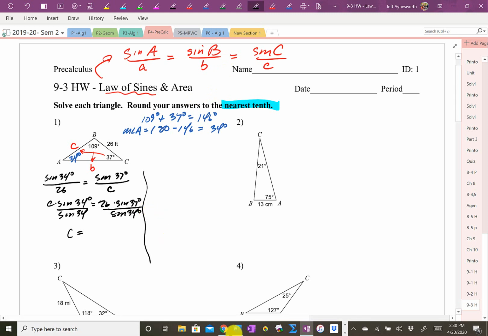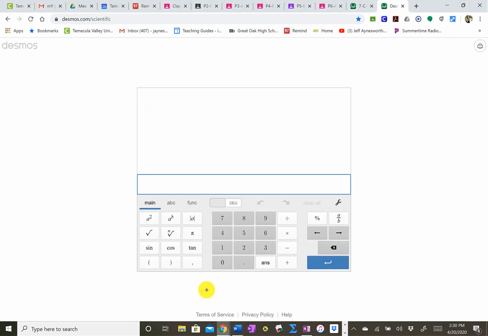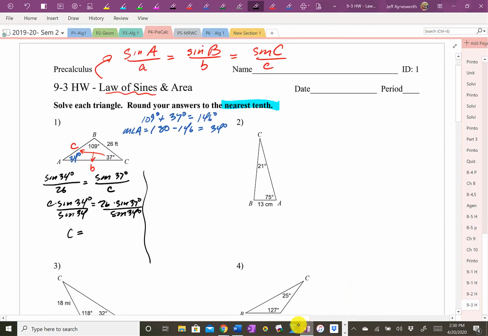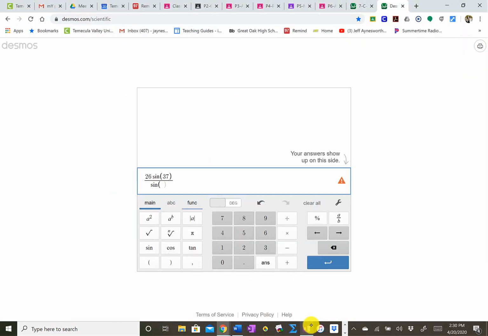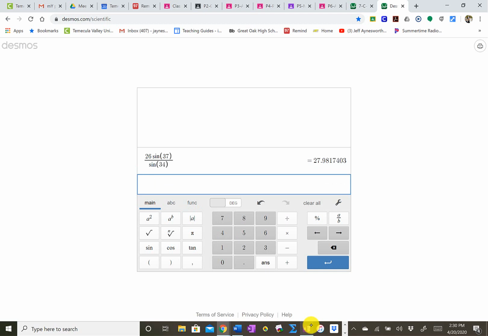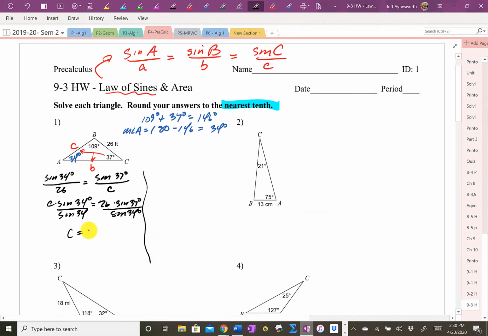Let's use Desmos. So 26 times the sine of 37, and then we divide it by the sine of 34. So type in 34 right here, then approximate it, and round to the nearest tenth. That's about 28 feet. Okay, so 28 feet.